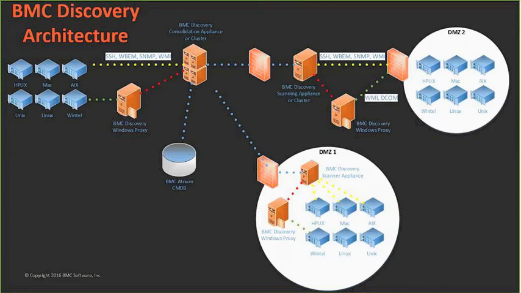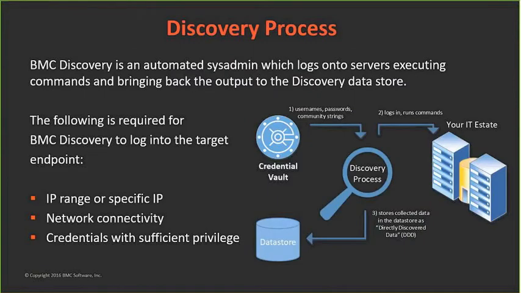So here's more of a pictorial of how that might look. You've got your discovery, your consolidated appliance, going out to DMZ1, getting the information about your Windows, your Linux, your Unix, your AIX, your HP-UX, whatever your data center infrastructure is like. And then in the upper right-hand here, you're simulating another DMZ where you're doing the same thing, but you're ultimately bringing that back into a single view as you go through it.